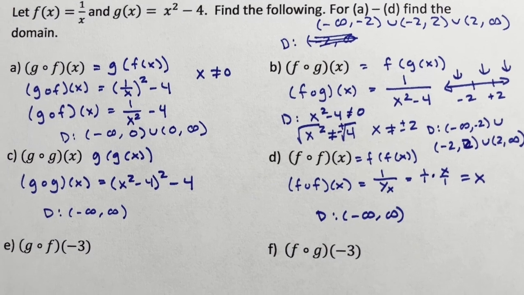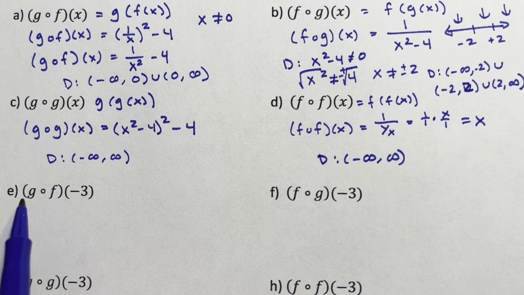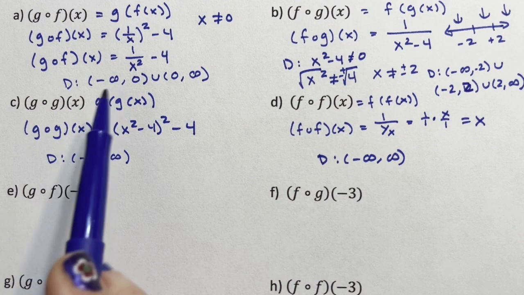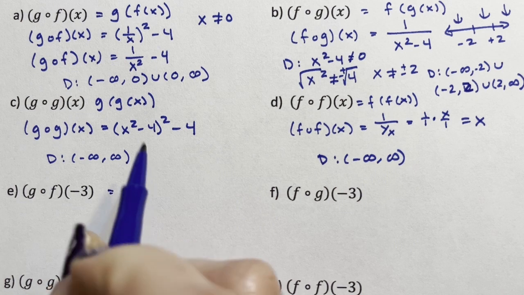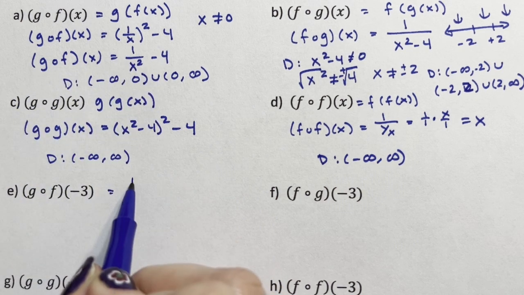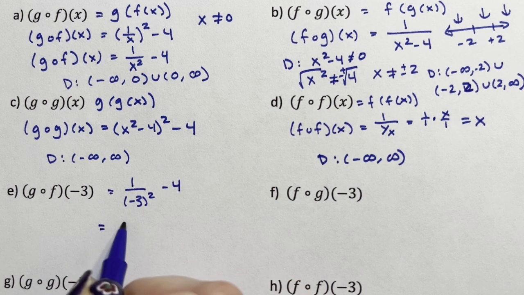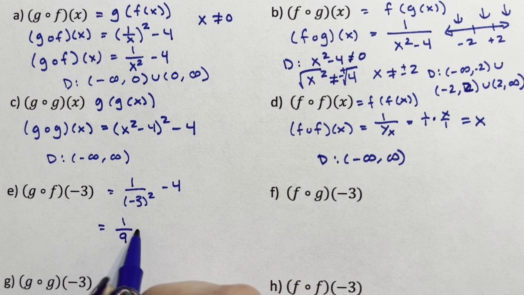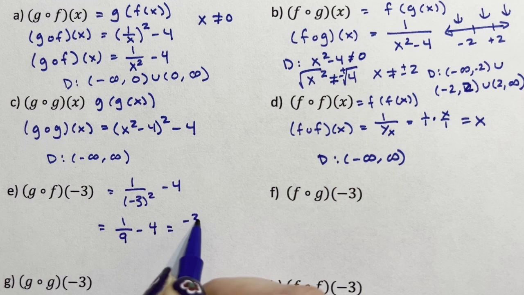Okay, so next, what I want to do is I want to find g of f of negative 3. So g of f of negative 3 is 1 over negative 3 squared minus 4, which is 1 over positive 9 minus 4, which is negative 35 ninths.